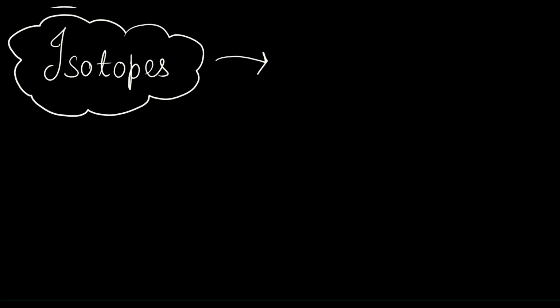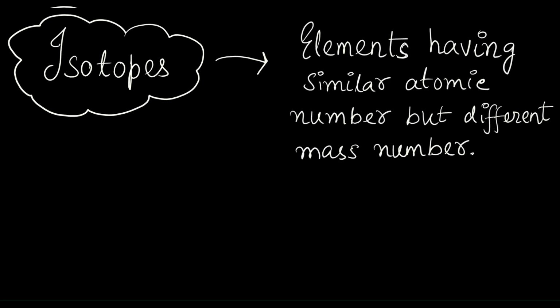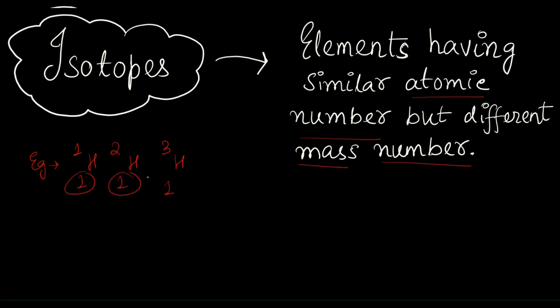Isotopes. Isotopes are elements having similar atomic number but different mass number. So what differs is their mass number. For example, write down hydrogen 1 1, hydrogen 2 1, hydrogen 3 1. All of them have got similar atomic number but different mass number. Another example is carbon 12, carbon 13, carbon 14. Also, you can remember the chlorine atom, which has got two different isotopes.